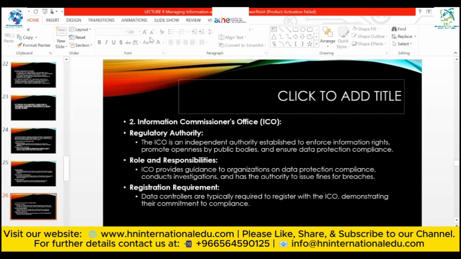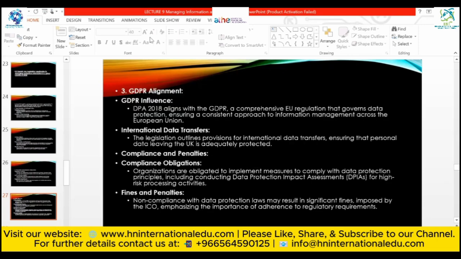Registration requirement. Data controllers are typically required to register with the ICO, demonstrating their commitment to compliance. GDPR alignment. The first thing is the influence. The DPA 2018 aligns with the GDPR, a comprehensive European regulation that governs data protection, ensuring a consistent approach to information management across the European Union. International data transfers. The legislation outlines provisions for international data transfers, ensuring that personal data leaving the UK is adequately protected. And this is true because it's not easy to fetch the data and leave that country, specifically if you are an immigrant.